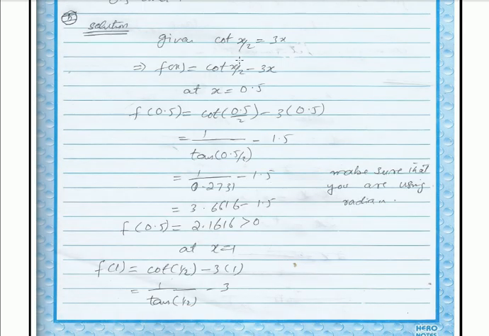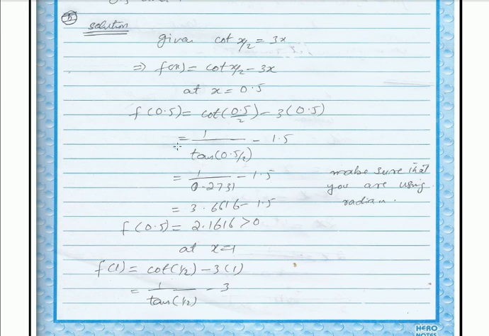The given equation is cot(x/2) = 3x. By rearranging the equation, f(x) = cot(x/2) - 3x. As x = 0.5 is given, f(0.5), after simplification, equals 2.1616, which is a positive value greater than 0.